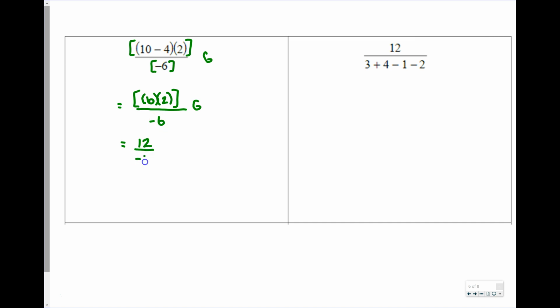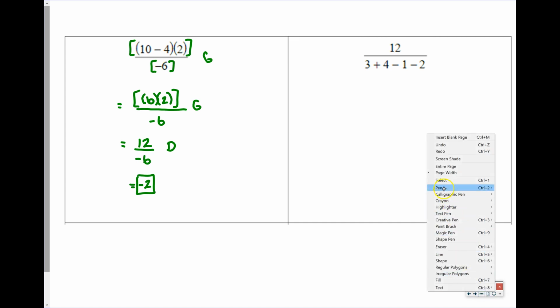Bring down that negative 6. Now that my top and bottom have been simplified, now I can use just a simple fraction and get negative 2. So fractions are always little groups, every time. So this next example is the same idea.